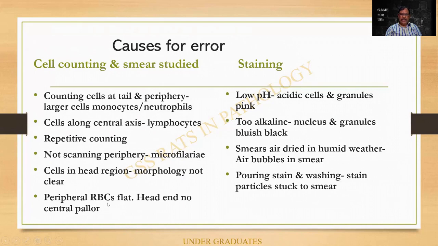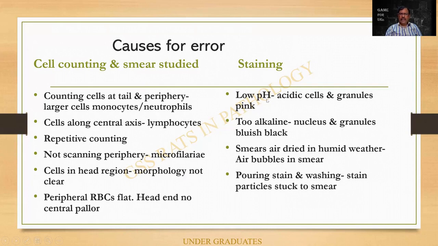And in the peripheral region, the RBCs are flat. It will be only at the junction that I'll be able to make out the central pallor and the peripheral rim of hemoglobinization. So these are all some of the causes for error. Technically, it can be because of staining also.